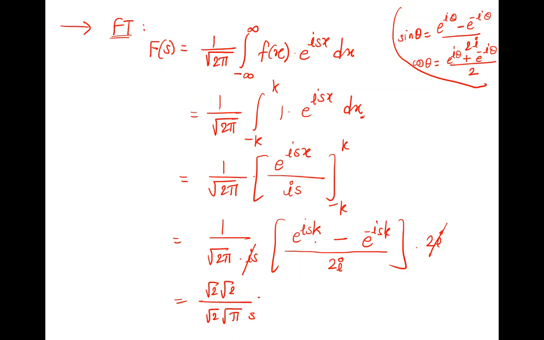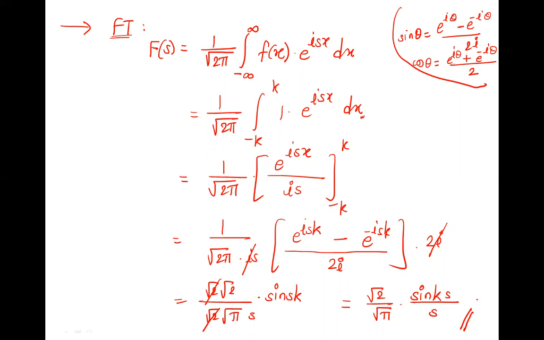e^(iθ), θ is sk, minus e^(-iθ) upon 2i. So it is sine of sk. A root 2 gets cancelled. So it is root 2 by root pi into sine sk upon s, which is your F of s. Everything is in s, there is no x, right? So this is your required F of s, the required Fourier transform.